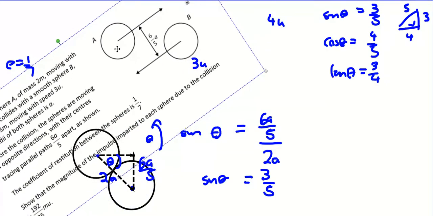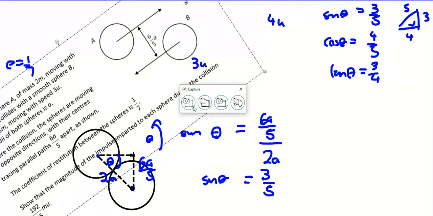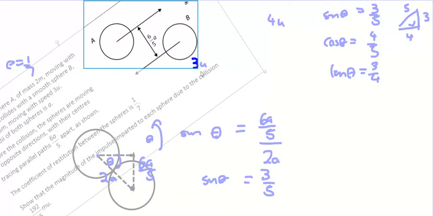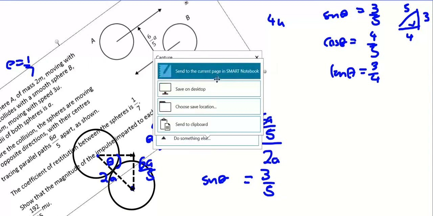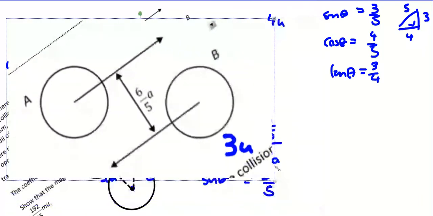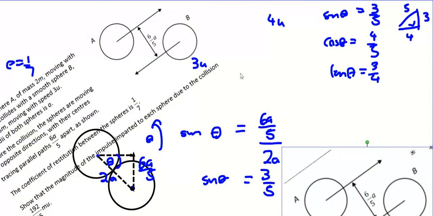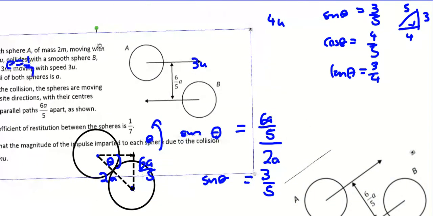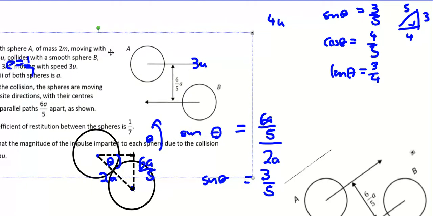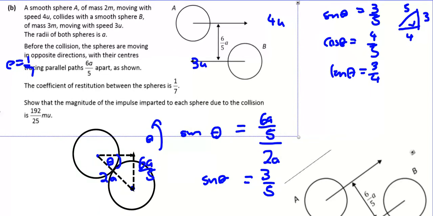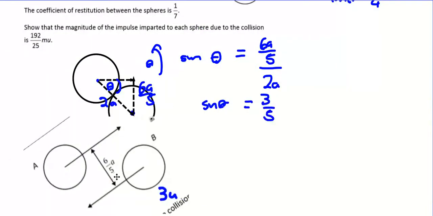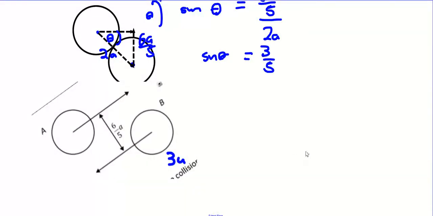Okay, I'm going to take a picture of this now. I'm going to use it. So that's what I'm going to use there. Send the current page. So that's the picture I'm going to use. Okay, so when I do this, what I've essentially done, one's going to 3u, the other's going to 4u. So what I've essentially done is rephrase the question with the line of centres being directly horizontal.